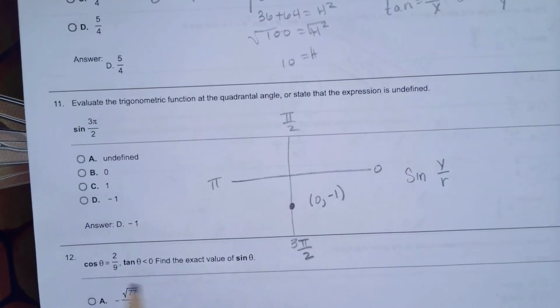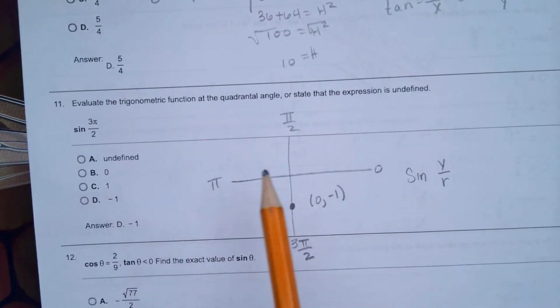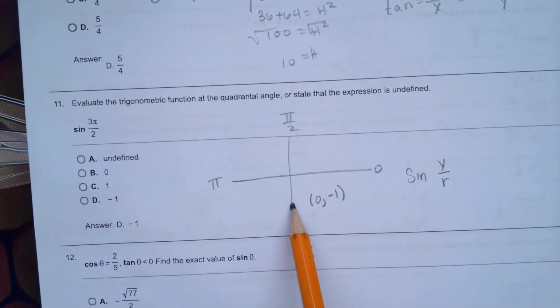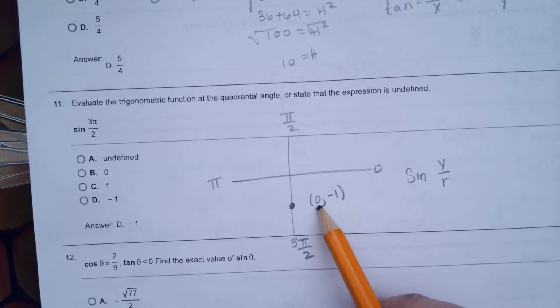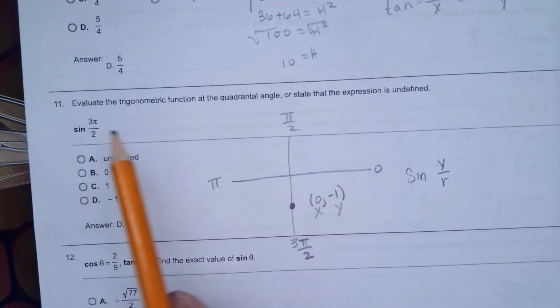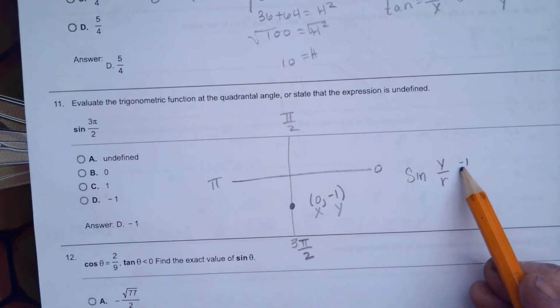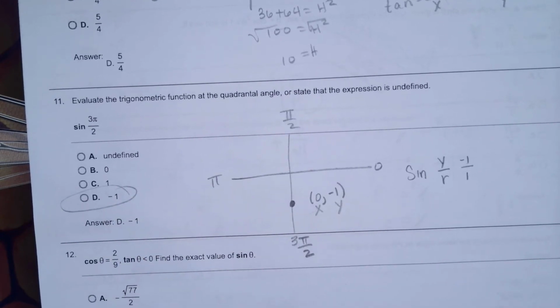11 says evaluate the trig function at the quadrantal angle, or state if the expression is undefined. Well, we're finding the sine of 3 pi over 2. It's located here. That exact location would be 0, negative 1. This is your x value. This is your y value. Sine is what we're asked to find. So it's negative 1 over the r value here, which would be 1. So my answer is negative 1.